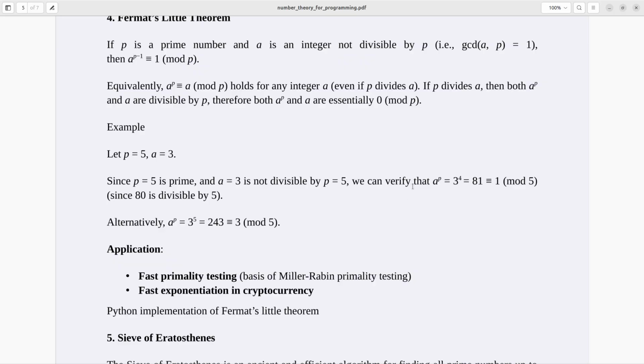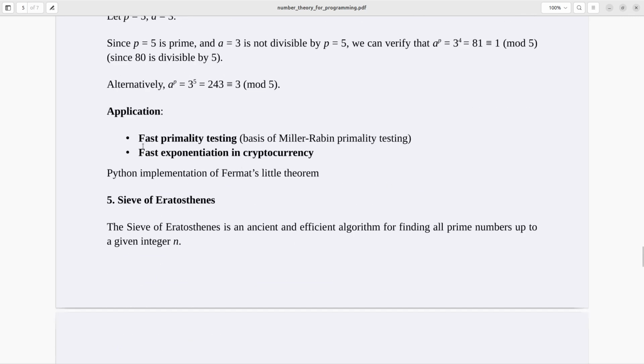We can apply them in two situations. We can apply this theorem in the fast primality testing, which is the basis of the Miller-Rabin primality testing. And we can use the Fermat's little theorem in the fast exponentiation in cryptography. And let us see how we can implement the Fermat's little theorem in Python.